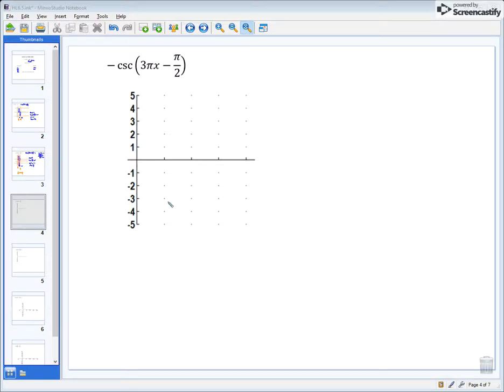All right, here's your next example. We've got negative cosecant of 3 pi x minus pi halves. So again, we want to factor out the things away from the x, this 3 pi. So we're going to have negative cosecant. We factor out the 3 pi, and you're left with an x minus 1/6.